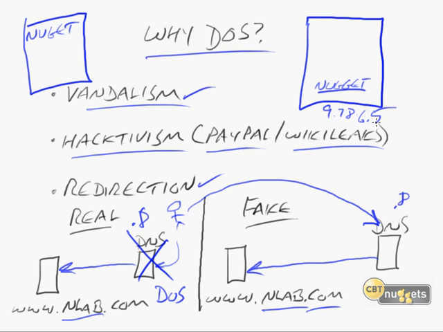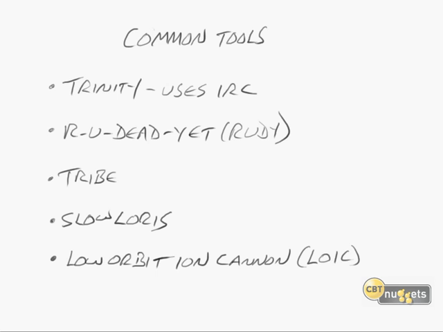But anyway, getting back to DOS, these are the main reasons. Again, vandalism, hacktivism, or redirection to a fake site is very often the reason why, especially as it relates to websites. You can also redirect to, maybe a fake Active Directory server, so you can collect people's logon credentials and things like that. All right, now let's take a look at some common tools that are used in denial of service.